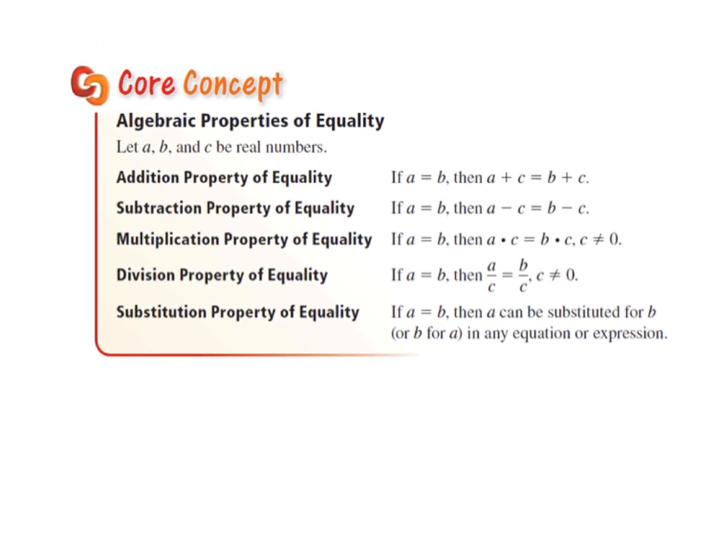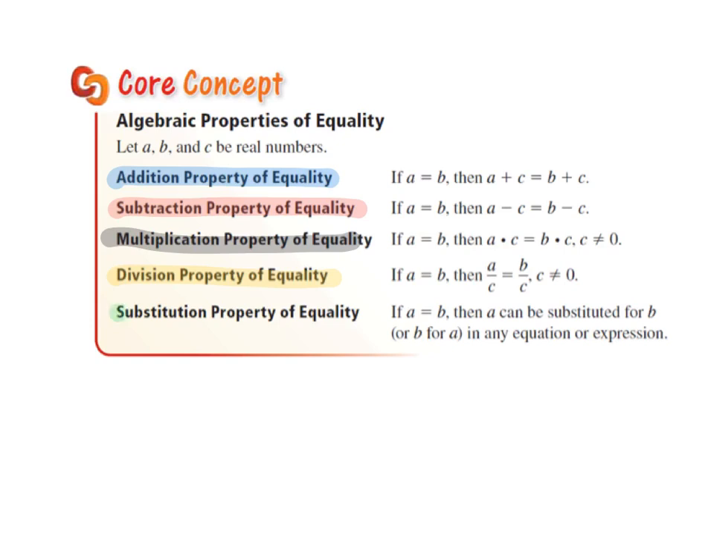Here are the properties that we basically talked about on that last slide. We talked about the addition property of equality, which basically means you can add the same thing to both sides. We talked about the subtraction property of equality: you can subtract the same thing from both sides. The multiplication property of equality: you can multiply both sides of the equation by the same thing. The division property of equality: you can divide both sides by the same thing.